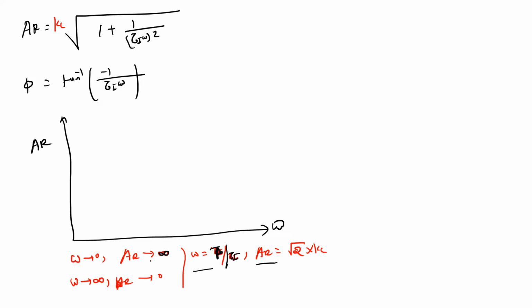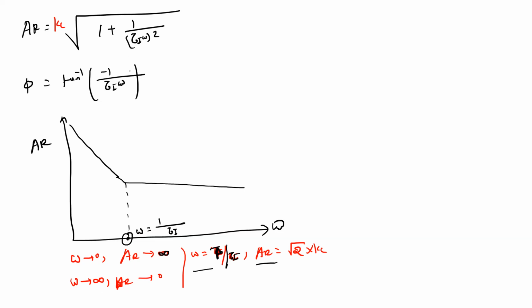So at omega tending to 0, it is going to infinity. So it will be like that, right? And again, it will go like that. So this will be a point where omega is equal to 1 upon tau I. Is it clear?